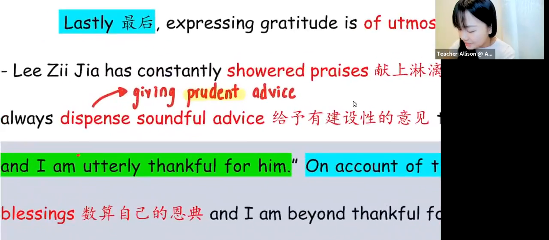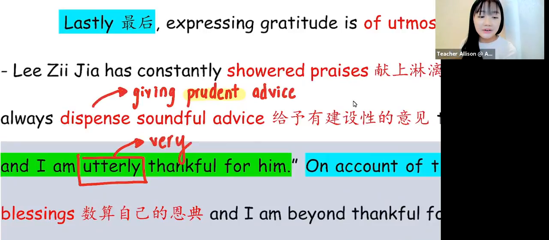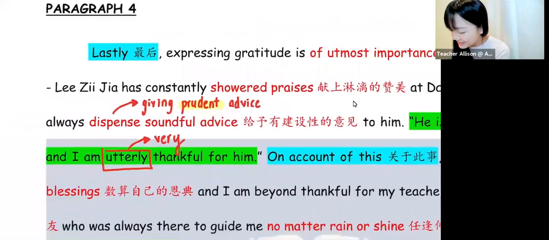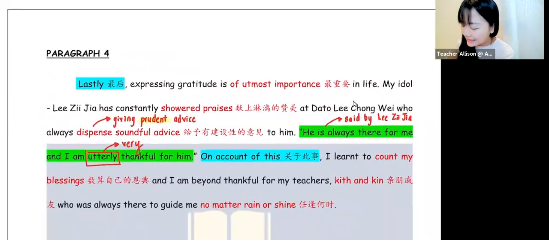So guys, the meaning of utterly, right? It stands for very, 非常, sangat, very. I'm very thankful. Saya sangat thankful untuk dia. Saya sangat thankful untuk Miss Allison, for example. And because of that, I learned to count my blessings and I'm beyond grateful. Okay, give some example how to use it in your life. I am beyond grateful for my teacher, for my kith and kin.